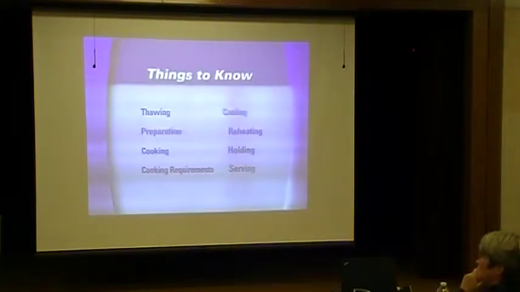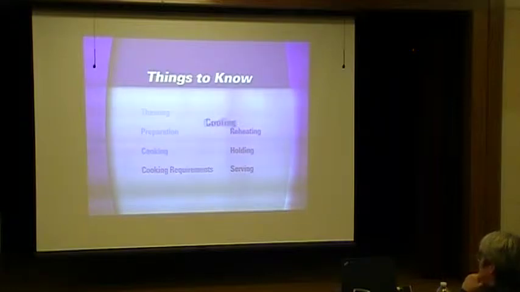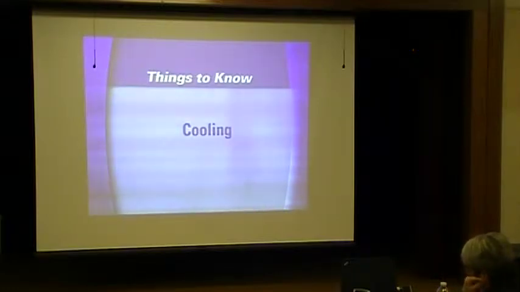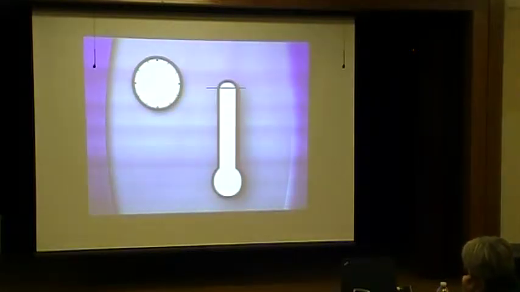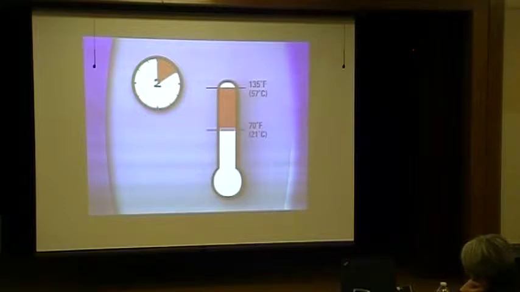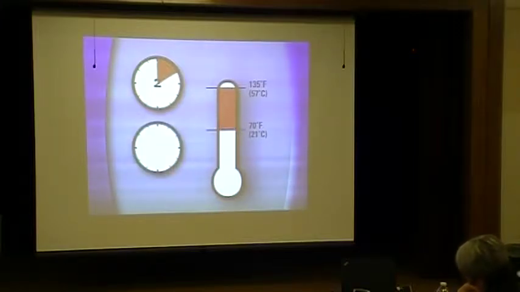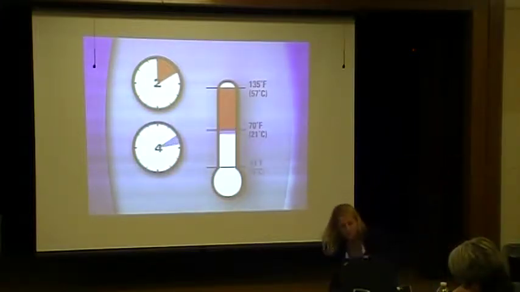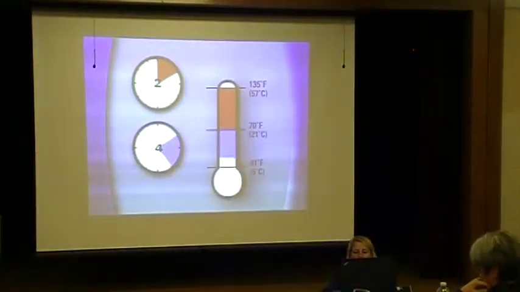But there's more than cooking temps to watch out for. Cooling is just as important. Food that needs time and temperature control for safety must be cooled from 135 degrees to 70 degrees Fahrenheit, 57 to 21 Celsius within 2 hours. And then from 70 degrees to 41 degrees Fahrenheit, 21 to 5 Celsius, or lower in the next 4 hours.